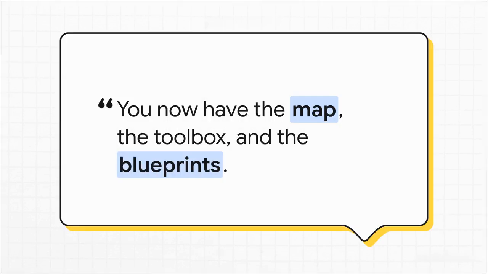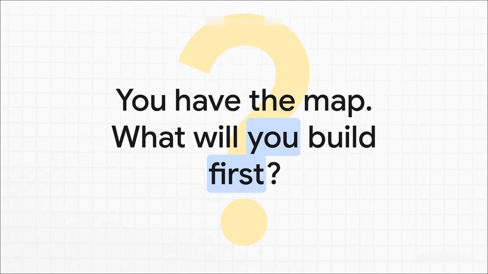So there you have it. You've got the map, you've got the toolbox, and you've got the blueprints. You get the core difference between Bedrock and SageMaker. You've seen patterns for chatbots and the powerful RAG approach, and now you have three concrete steps to get started. Look, that AWS generative AI jungle is still vast, for sure, but it's not uncharted territory for you anymore. You have the map. So the only question left is, what are you going to build first?